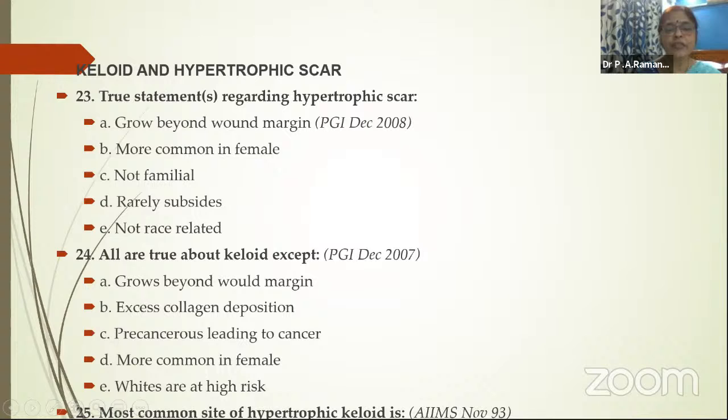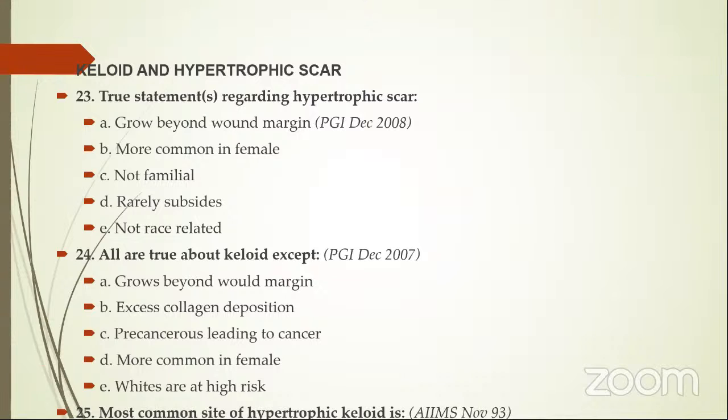Most common site of hypertrophied keloid. Well, most common site for a keloid scar. Can you tell? I have showed you. Sternum. Sternum is the most common area, right?